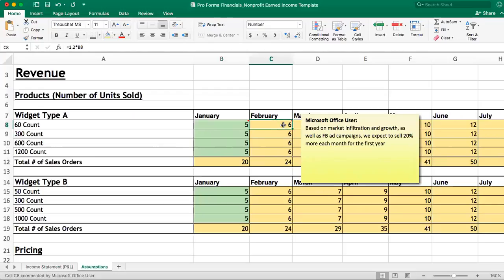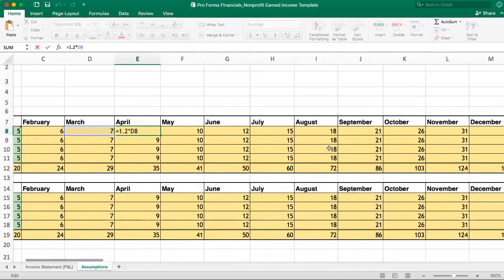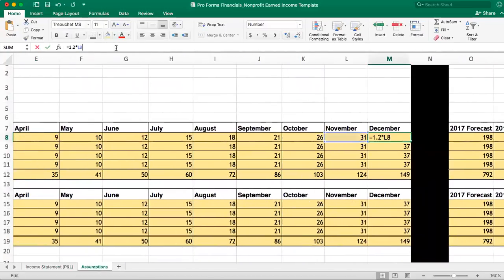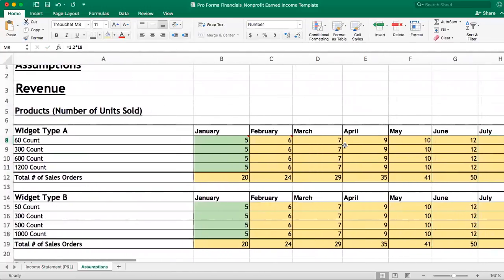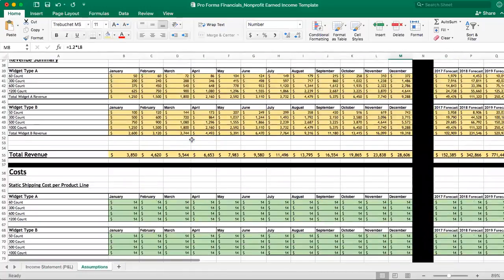So notice that this is 1.2 times the previous month. Same thing with March, 1.2 times February, April, 1.2 times March, all the way through to December, which is 1.2 times November. So each month we sell 20% more. Let's zoom back out and go down to our costs.